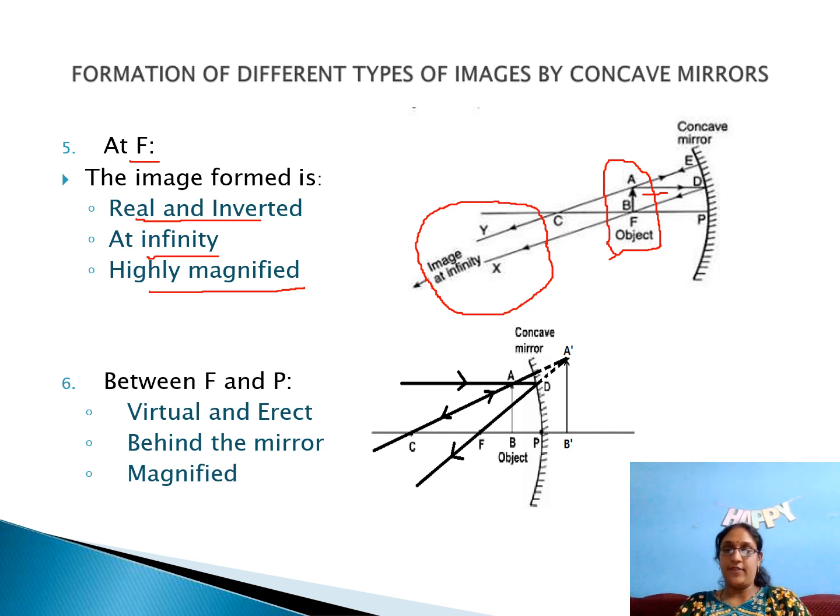This is your case 5. Okay, so next is when you keep the object between the focus and pole. So this is your object. Can you see your object here? This will be your object and it is placed between your focus and pole.